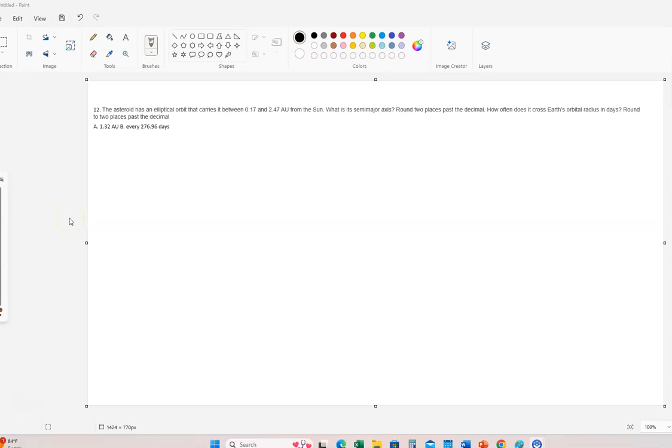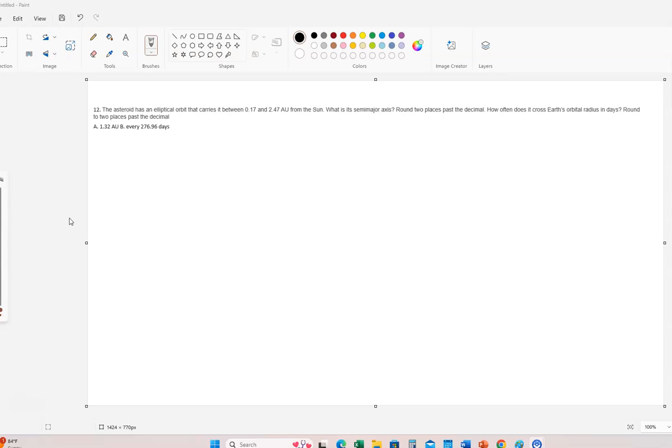All right, so here's number 12. We have an asteroid in a highly elliptical orbit that carries it between 0.17 and 2.47 astronomical units from the sun. So, I mean, that would be extremely elliptical, and that's much more like a comet. But at any rate, what's the semi-major axis?